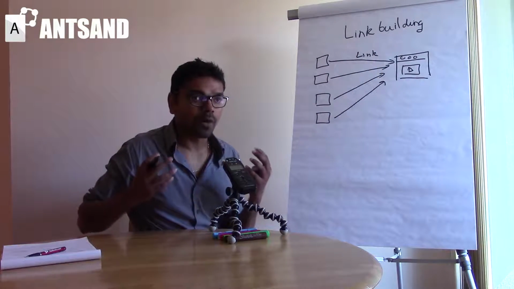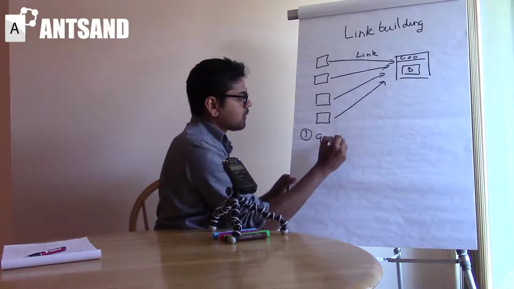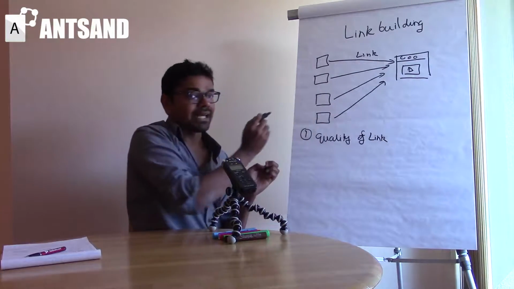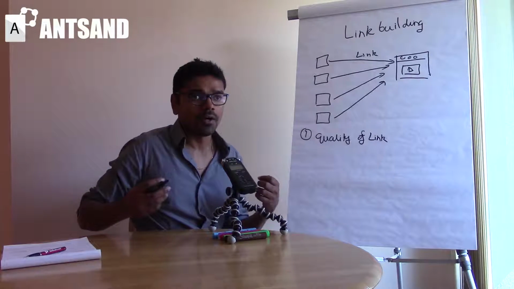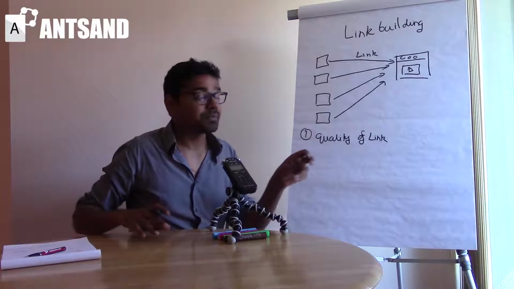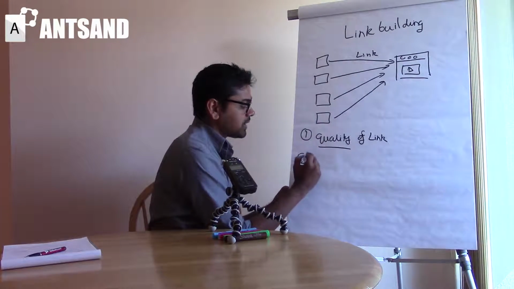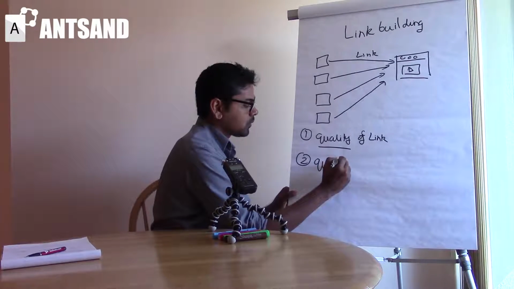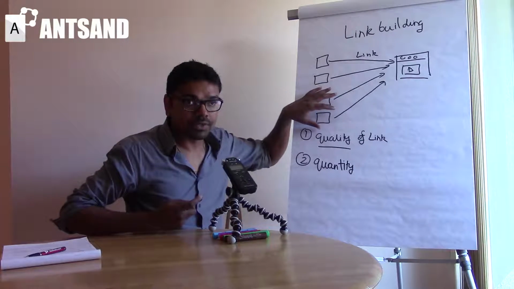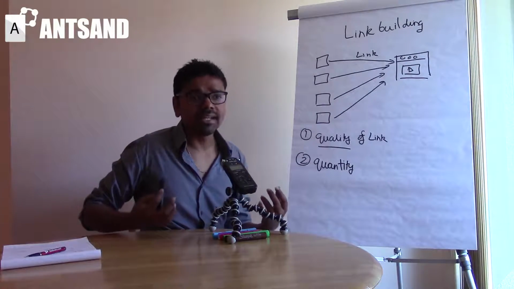So now there are two parts of link building. One is the quality of links. For example, if a Wikipedia or a Huffington Post or a New York Times adds a link, they write an article and then they link your website in one of their posts, that's a very high quality link. And the second thing is the quantity. So the more links you have directed to your website, the better chance of ranking your website higher on Google or on any search engine.